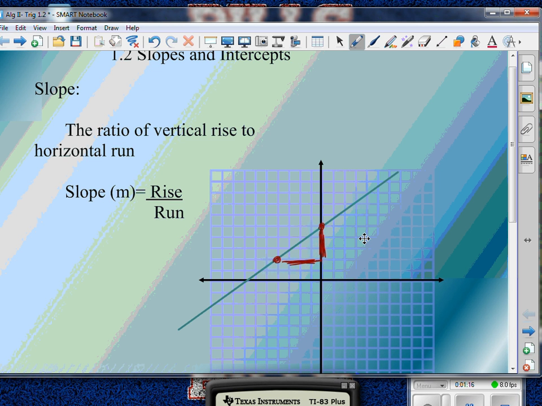Rise and run. If you rise, which direction are you going? Up and down. How about if you run? Go left and right. So my rise, how many spaces are there? 3. 1, 2, 3. Count the boxes, not the lines. My run: 1, 2, 3, 4. So my rise is 3, my run is 4, my slope is 3/4.